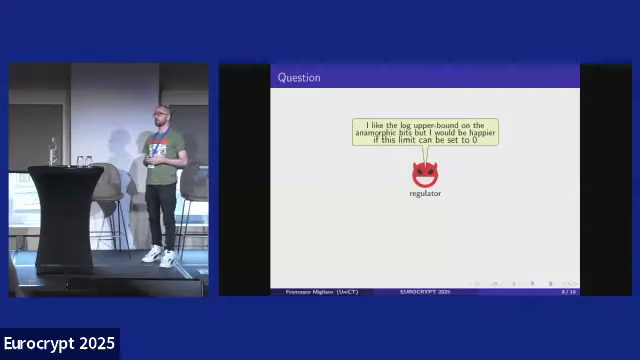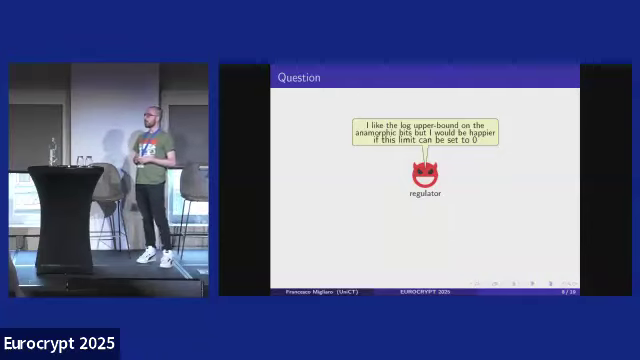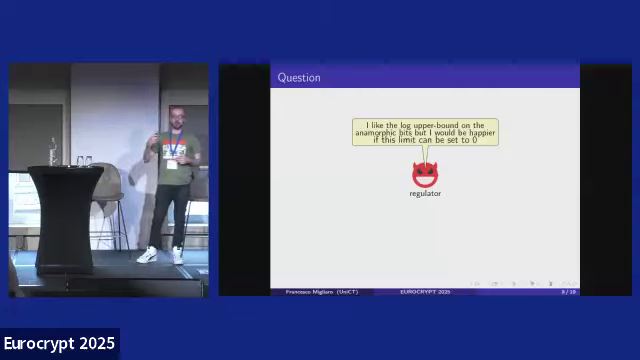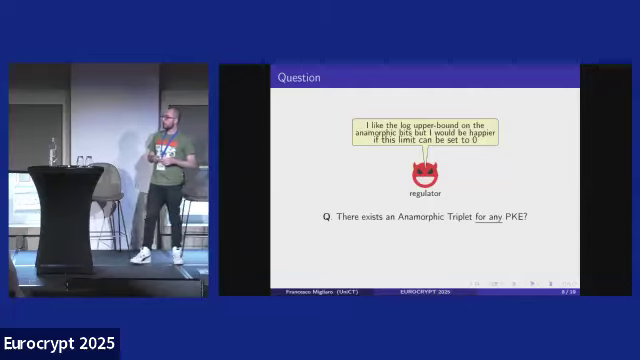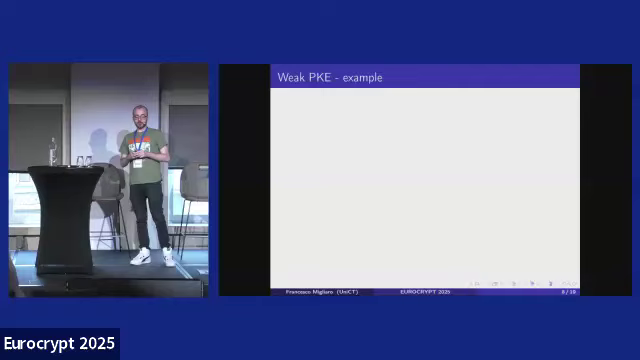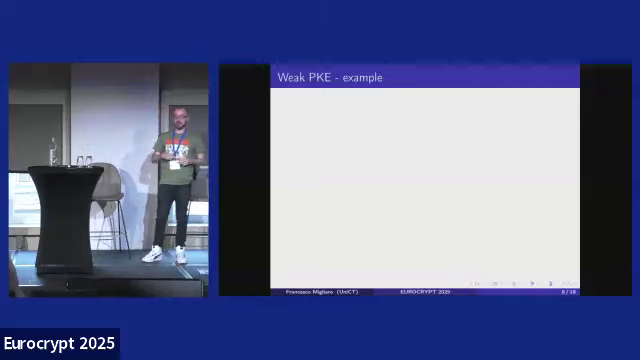So now the regulator knows that any black box anamorphic encryption can transmit at most log lambda bits, but it would be happier if there existed some scheme that cannot be made anamorphic. And so we want to answer the question of whether there exists some anamorphic triplet for any public key encryption scheme. And I'll give you a spoiler, the answer is no. So let's build up a counterexample to this.